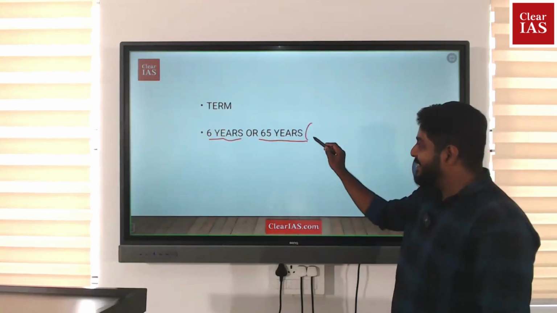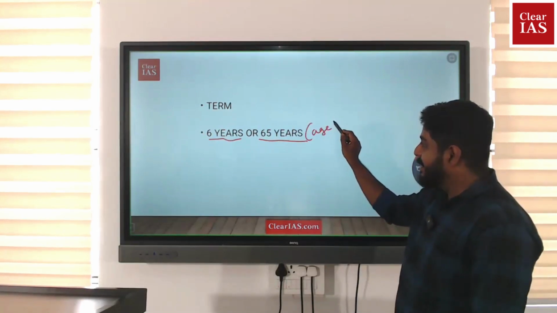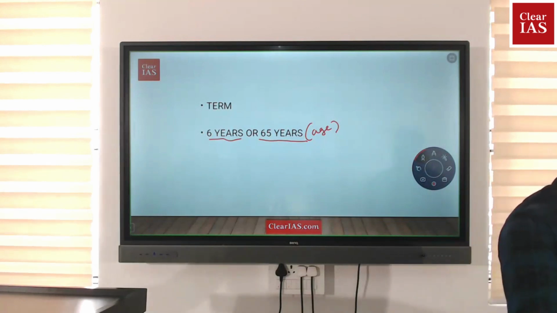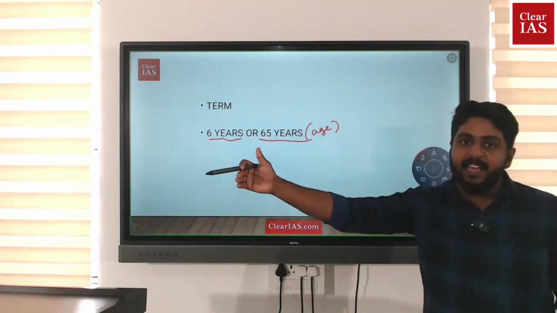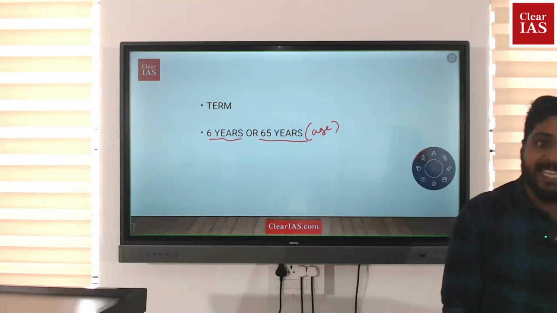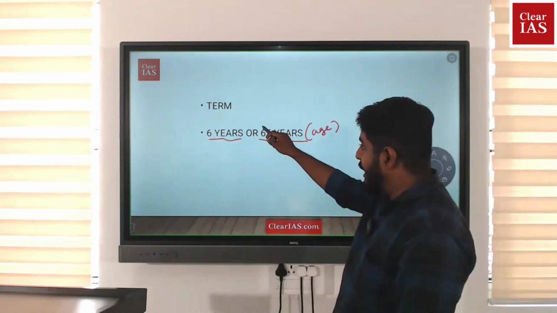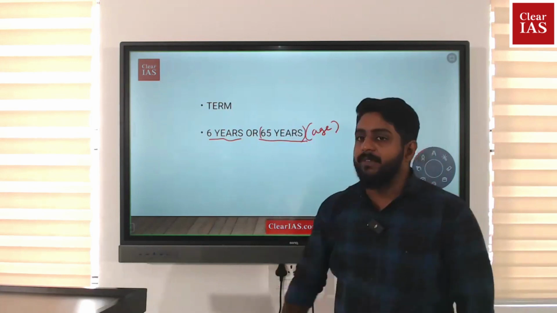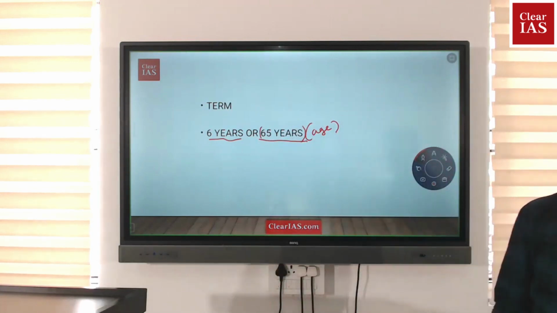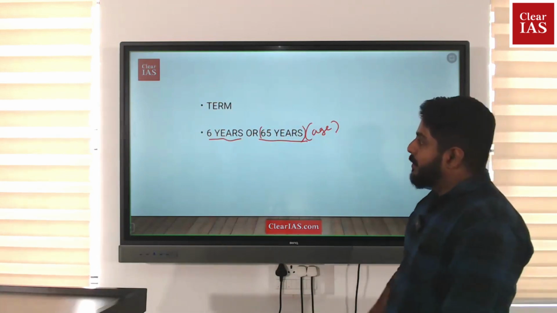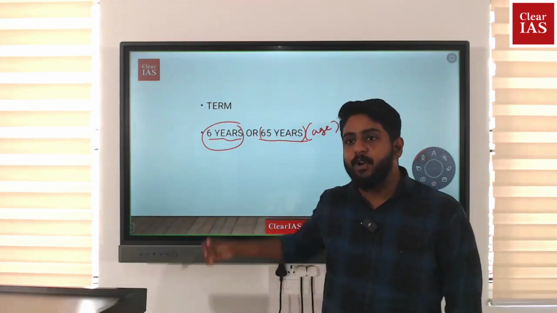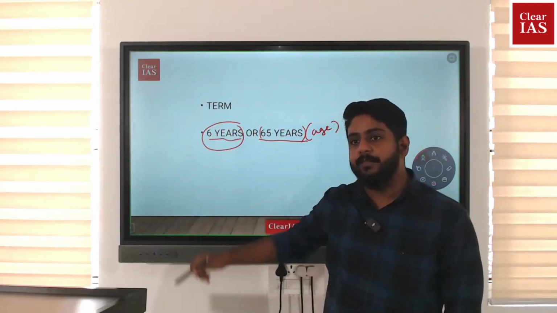Yes, in fact, this 65 is the age. Six years' tenure or up until the age of 65 years, whichever is earlier, this person will have to leave the office. Fine. Suppose, just take an example. Six years is over, but the person has not reached the age of 65.